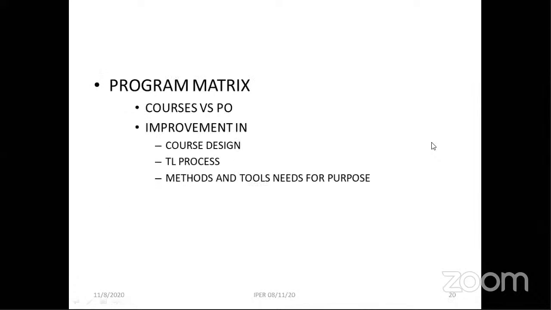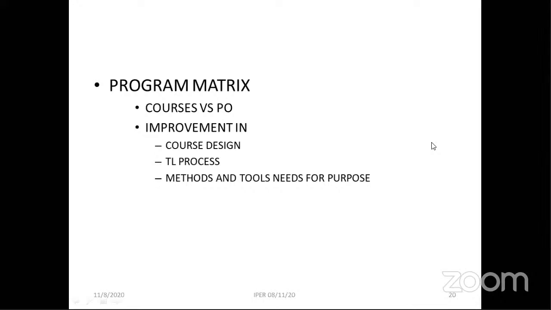Similar is the case with your program matrix. The program matrix is generally prepared by mapping courses versus program outcomes. And AICTE or NBA is not asking you to prepare these documents arbitrarily, that you have to make something just for the sake of making it.